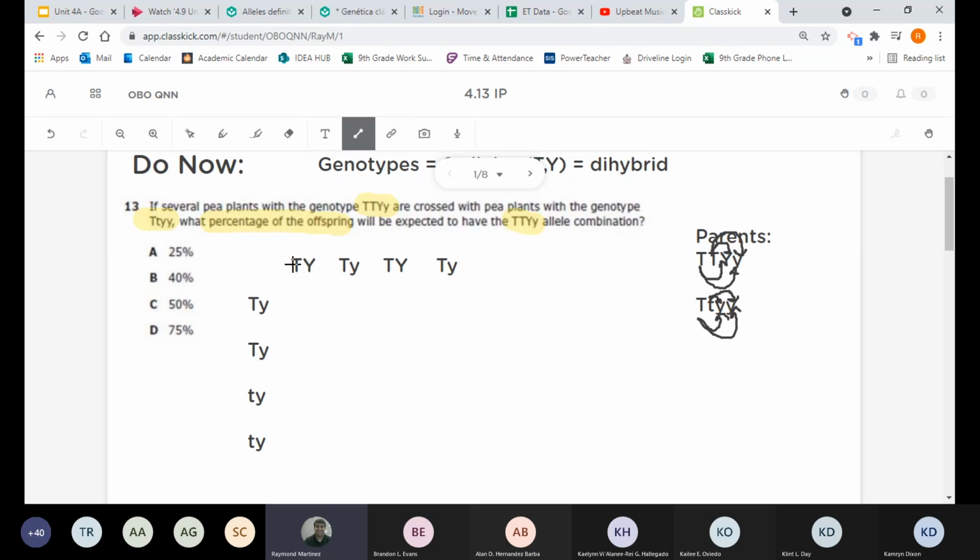So if you want to go ahead and draw it or make lines and make it nice and pretty, I know that some of you guys like doing that.